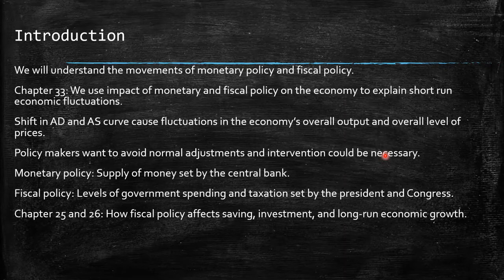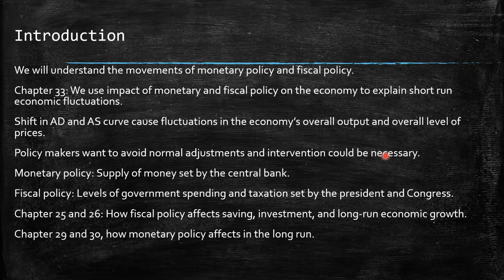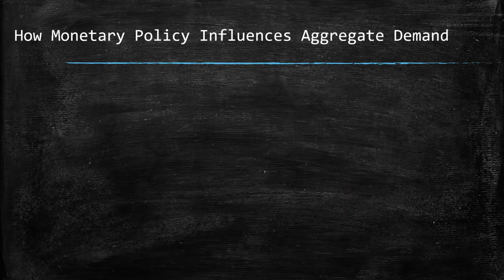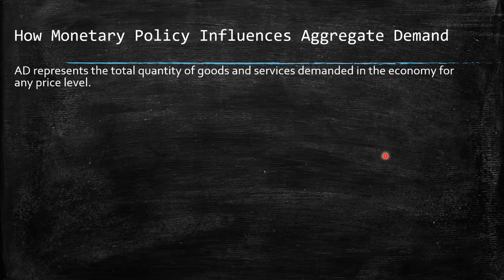During chapter 25 and 26, we had a look at how fiscal policy affects savings, investment, and long-run economic growth. During chapter 29 and 30, we had a look at how monetary policy affects in the long run. Here we are going to see how these two movements affect the aggregate demand and macroeconomic variables in the short run. So how does monetary policy influence aggregate demand?